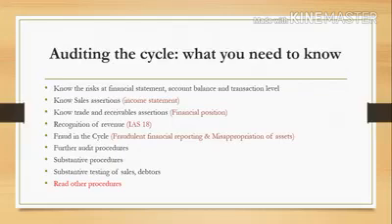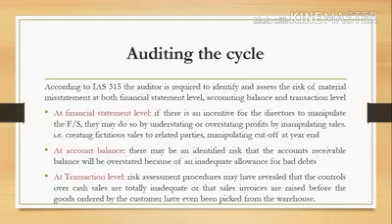So, auditing the cycle. According to ISA 315, the auditor is required to identify and assess the risk of material misstatement at both financial statement level, account balance, and transaction level. Already I have explained to you the difference between financial statement level and account balance and transaction level. At financial statement level, if there is incentive for the directors to manipulate the financial statement, they may do so by understating or overstating profits by manipulating sales. For example, creating fictitious sales to related parties, manipulating cutoff at year end.